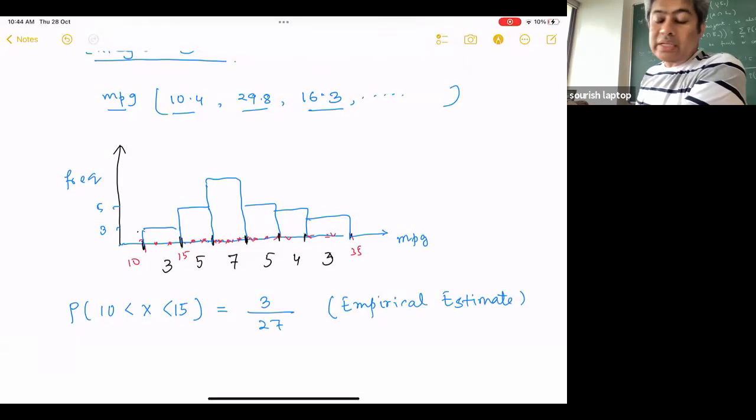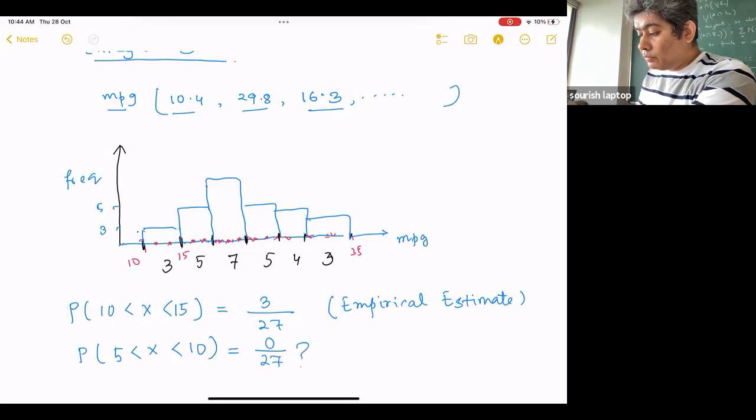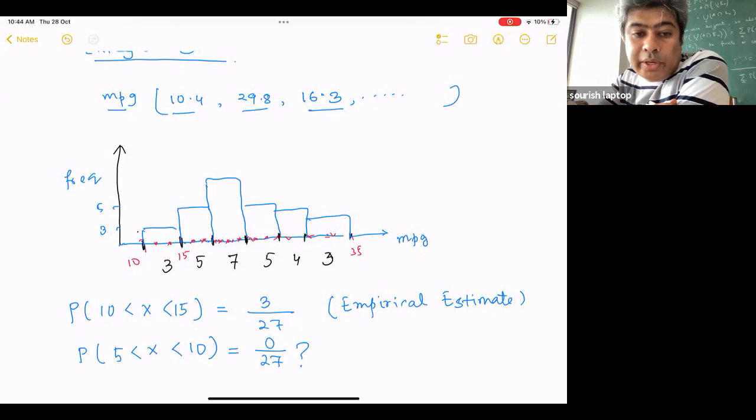This works well as long as we see some data points. But what about the probability that we will see a sample whose miles per gallon is between 5 and 10? Is it 0 by 27? What do you think? Any idea?